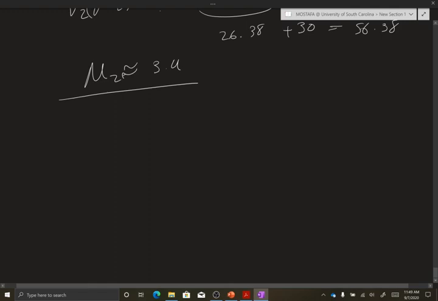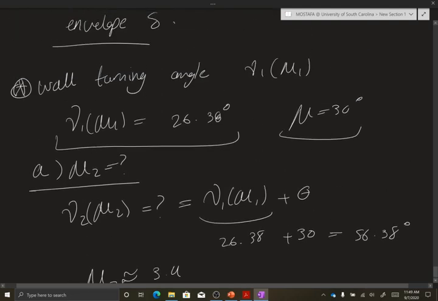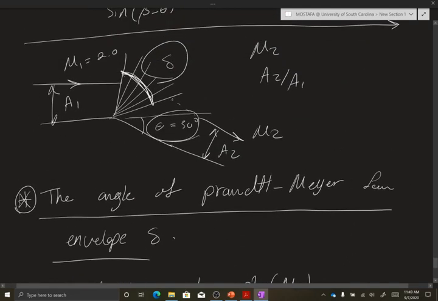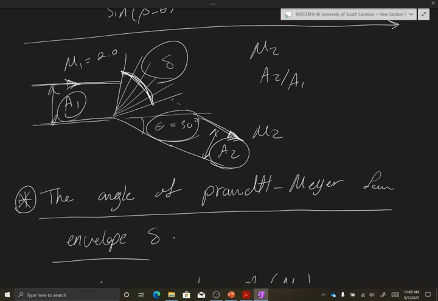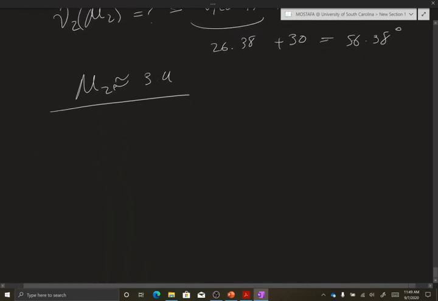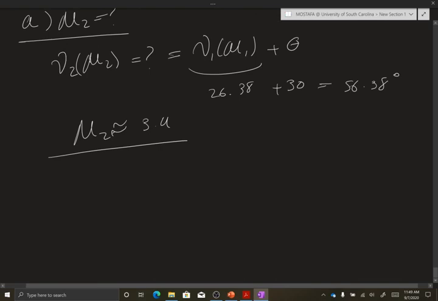So let's get to the second part of the problem. How can we find the ratio between these two areas, A2 and A1? Again, A1 is the area that this streamline makes with the wall, and A2 is the area that the same streamline makes with the wall. That area is going to change after an expansion wave. Okay, so how should we do this?